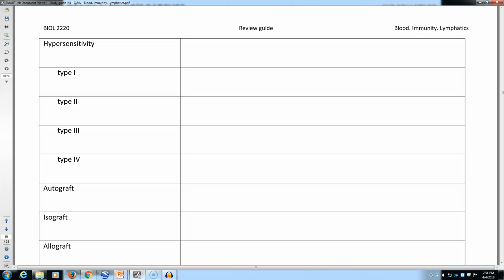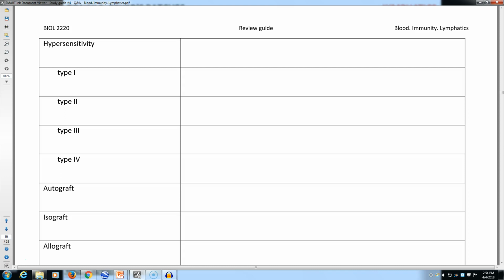Now, type 2, which antibody is mediated? IgG, immunoglobulin G, and the prominent example of type 2 is transfusion reactions, right? So in transfusion reactions, they basically just bind to the blood cells.